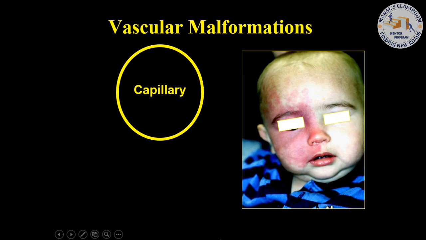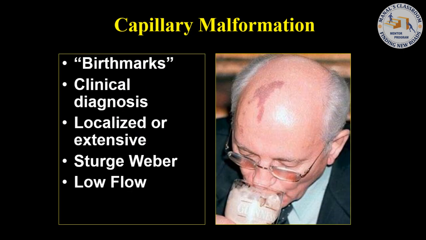Sturge-Weber, exactly right. So all of you know this type of vascular malformation. This is the typical capillary malformation that we see in Sturge-Weber. This is the most famous capillary malformation. Anybody old enough to remember this man? Gorbachev, right? So we all remember Gorbachev.